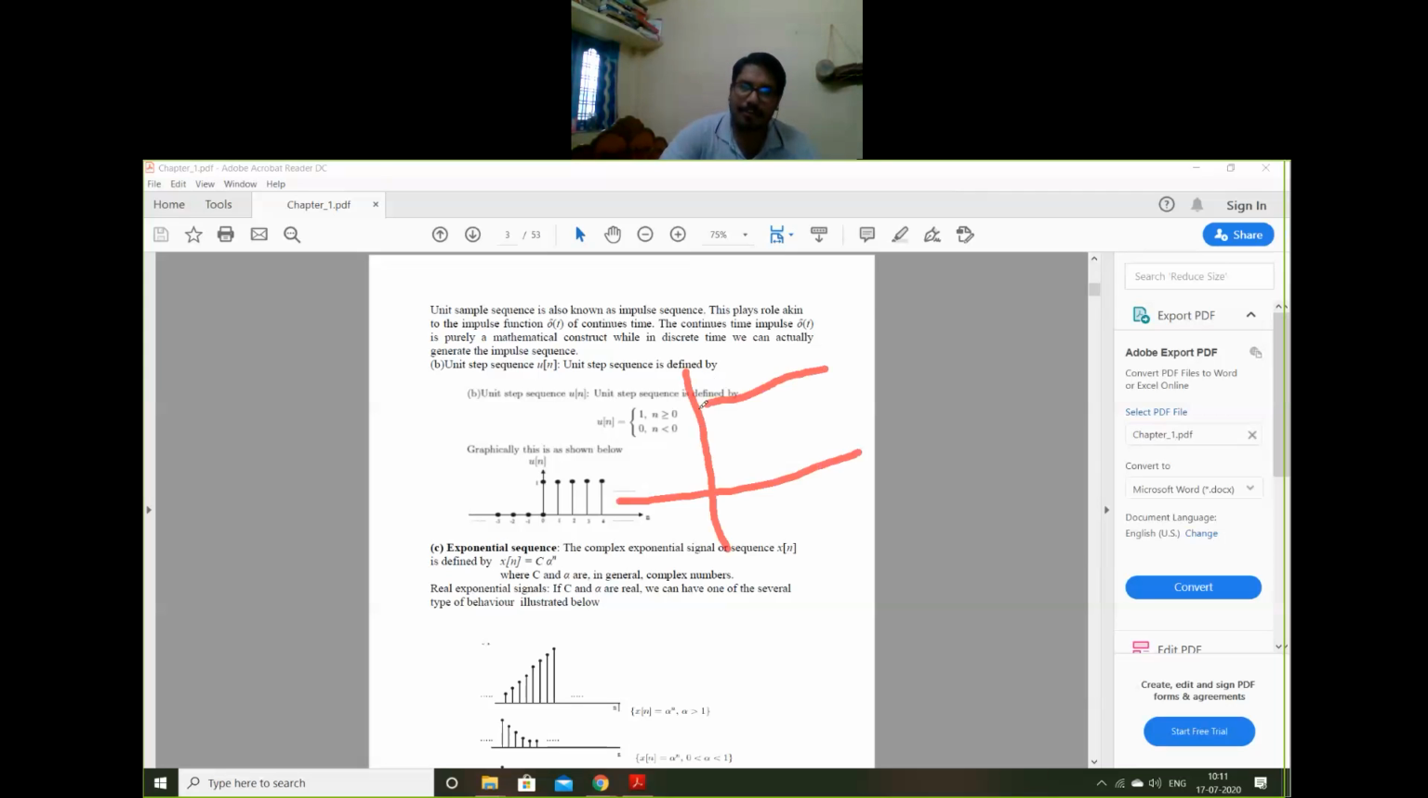So this may not be 1. If it is 1, I can call it the unit step. If it is not 1, I can call it simply a step. If it is some 4, or some 7, we can call it a step only, not a unit step. More than 1 means it is not a unit step, it's a step. Unit means 1, that you know.